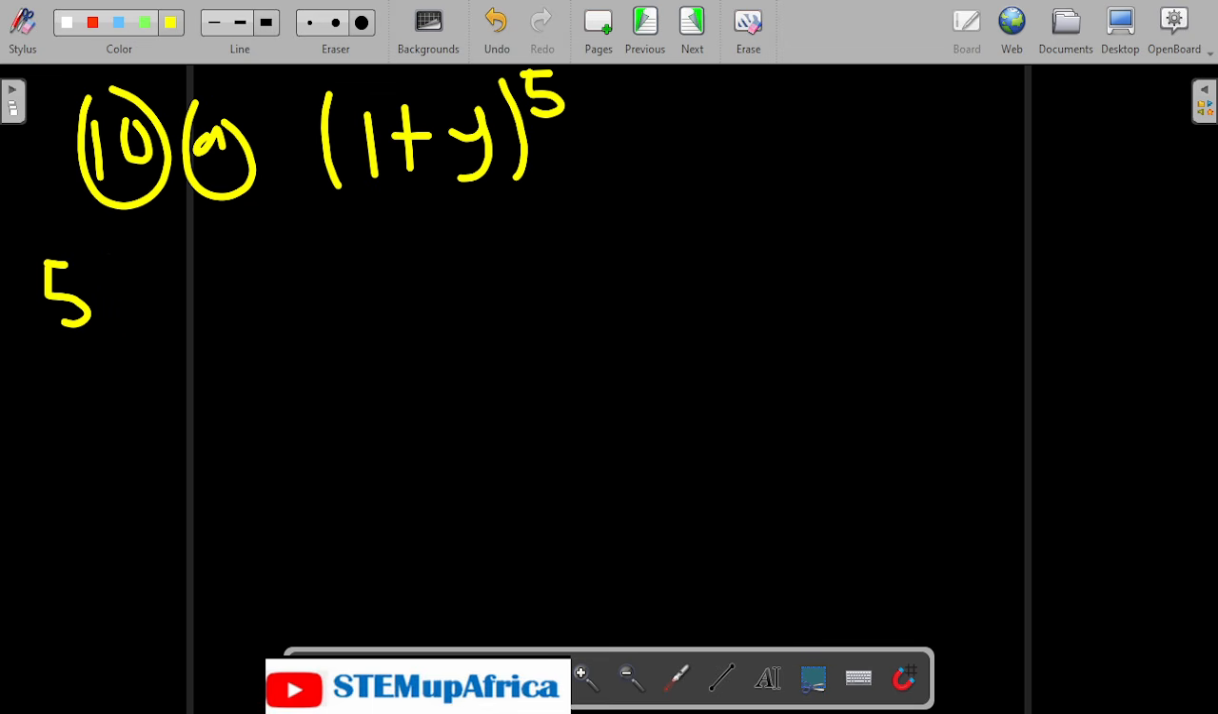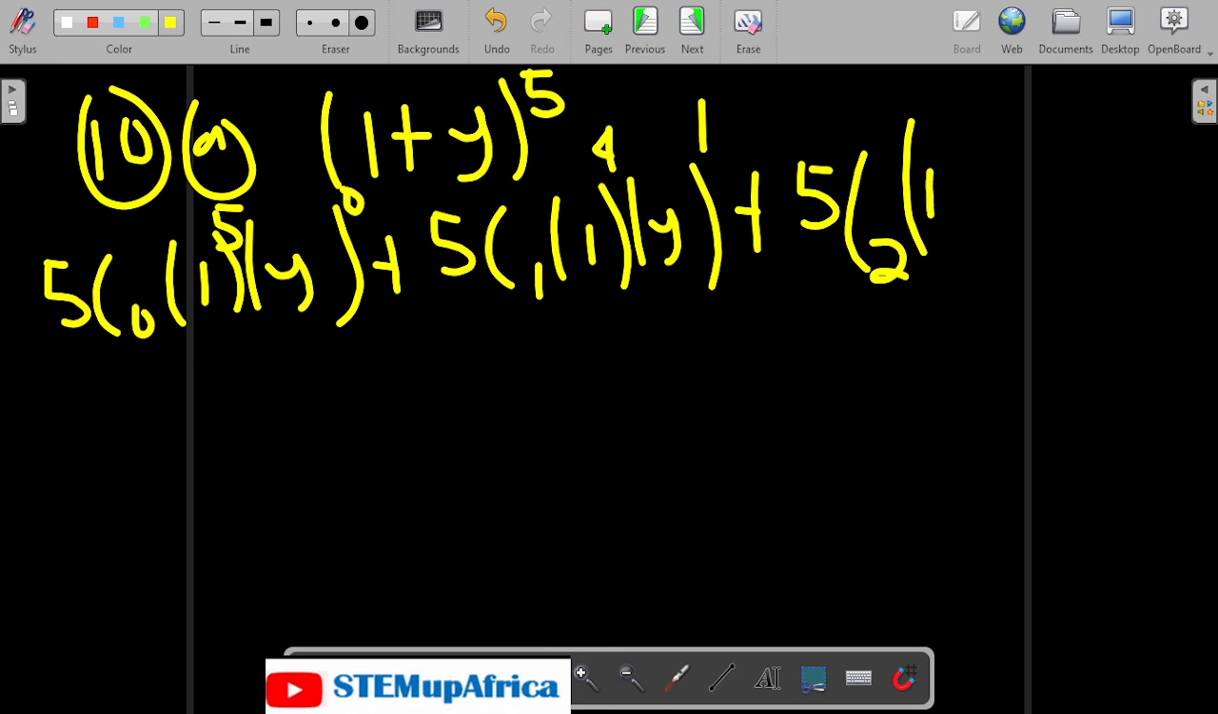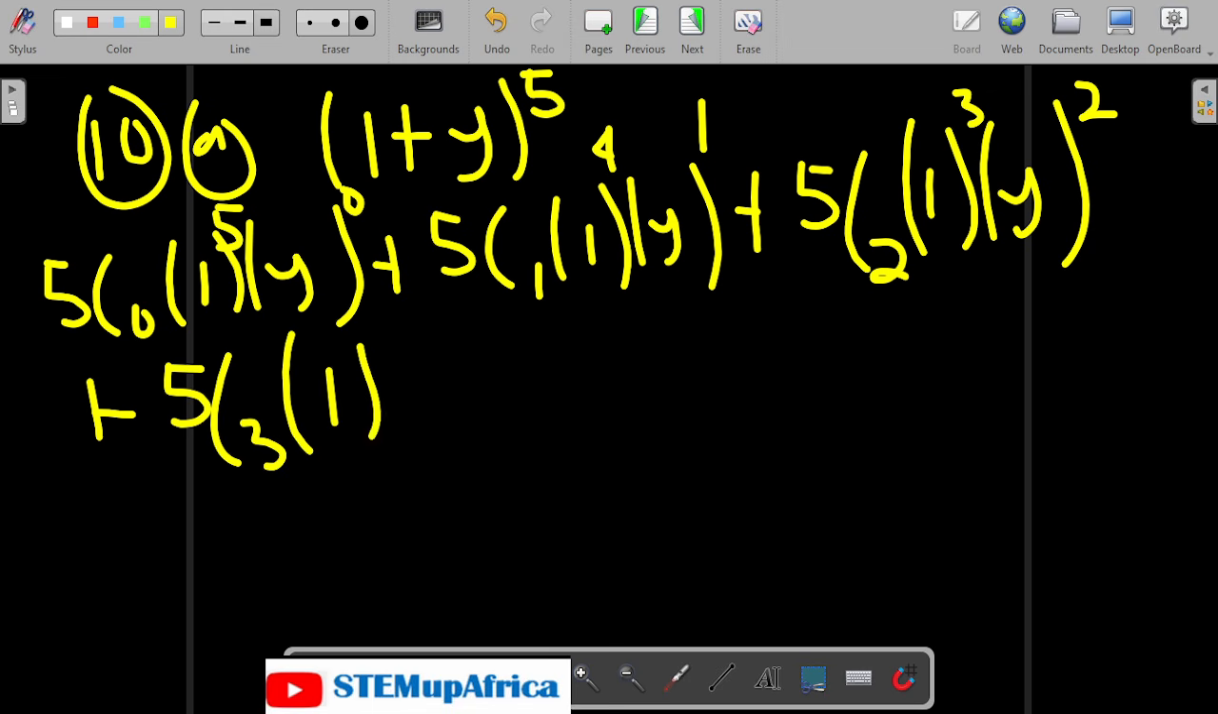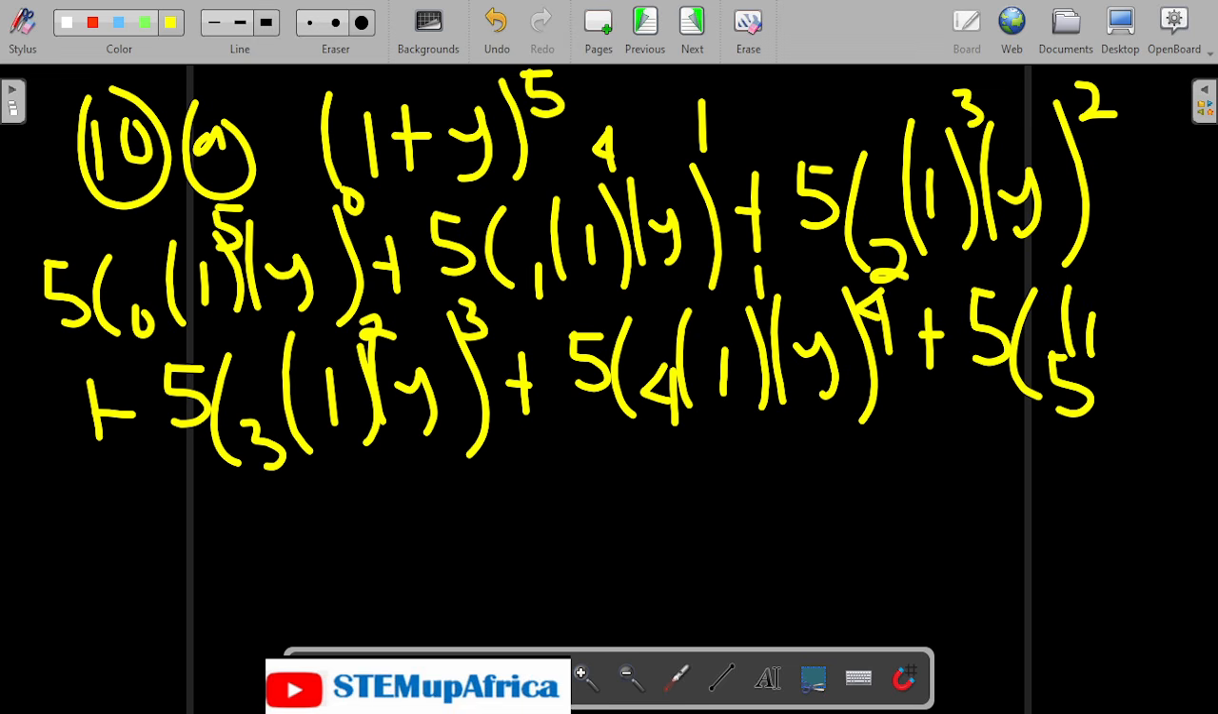So here becomes 5 combination 0, 1, then y. Here is 5 and 0, plus 5 combination 1, 1, y. Here is now 4 and 1, plus 5 combination 2. Here is 1, y. Here is 3, 2, plus 5 combination 3. Here is 1, y. Here is 2, 3, plus 5 combination 4, 1, y. Here is 1, 4, plus 5 combination 5, 1, y.